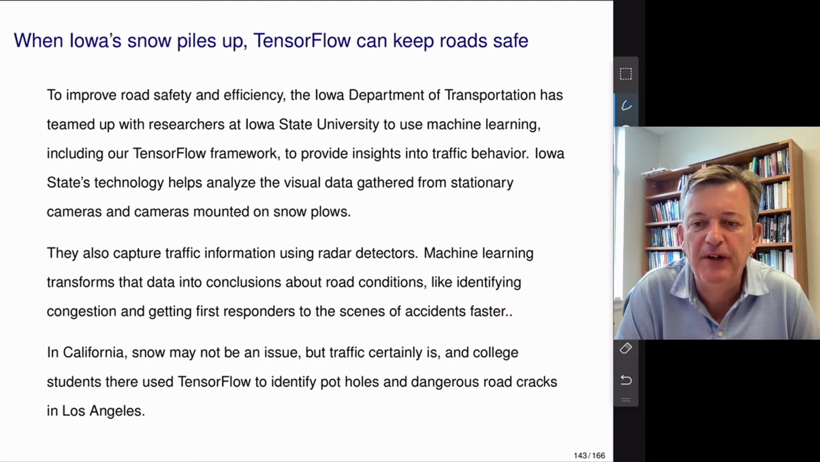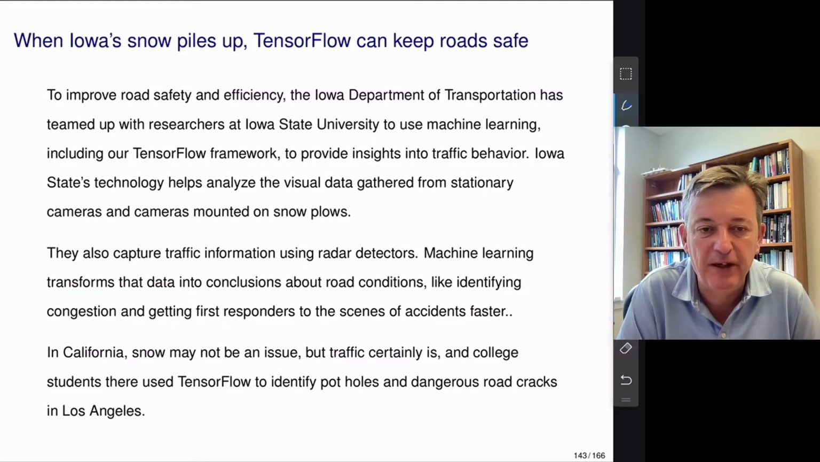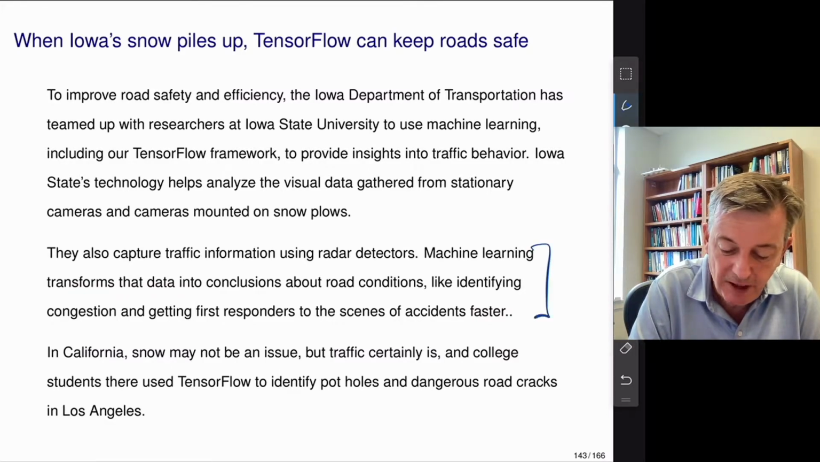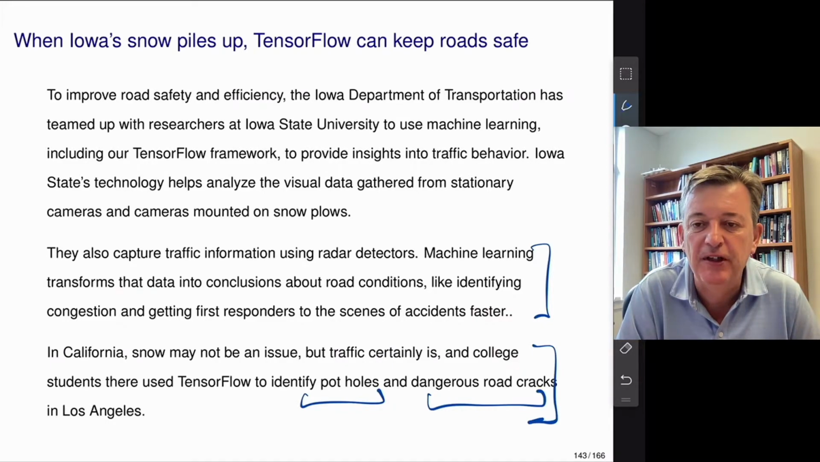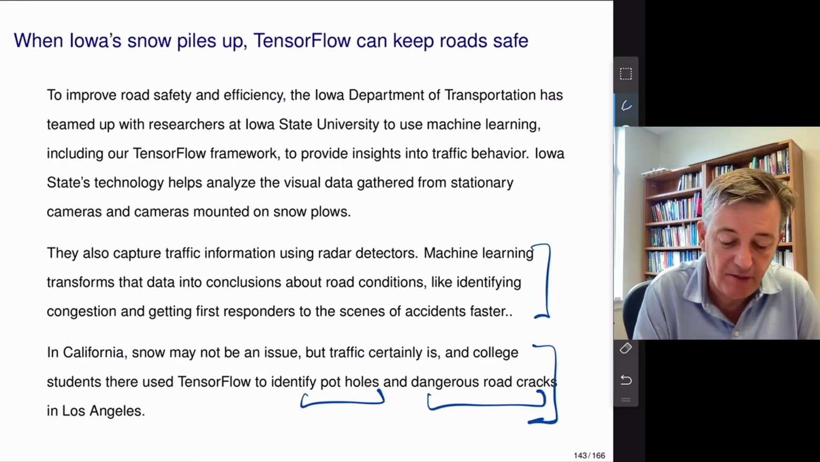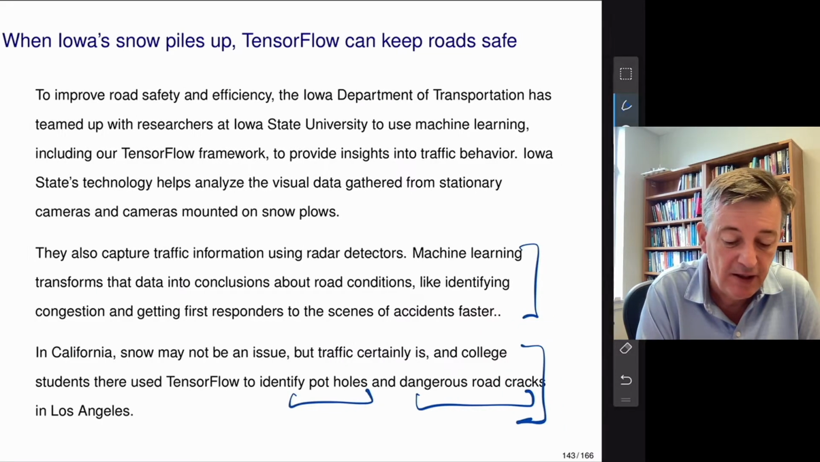Lots of traffic flow problems. Iowa uses deep learning, believe it or not, the Department of Transportation, and uses TensorFlow to try and help when there's a lot of snow and try and optimize snow routes to provide better traffic information in Iowa with snow. In California, I guess not much snow, but how do you identify potholes and dangerous cracks in roads? So how do you automatically do these things and report back and hopefully get these things fixed? So there's a huge set of applications of machine learning methods in traffic type problems.